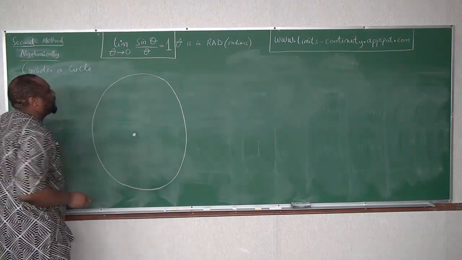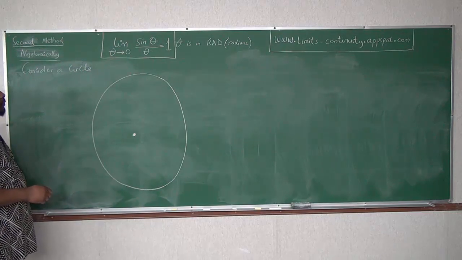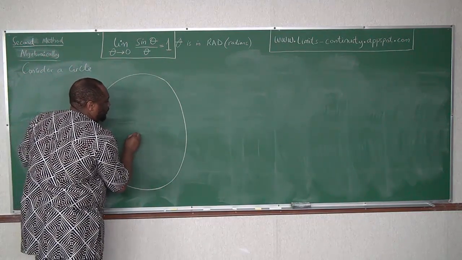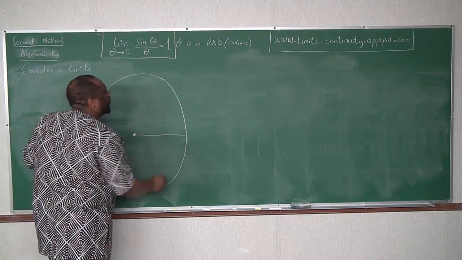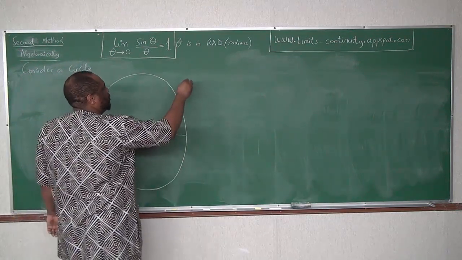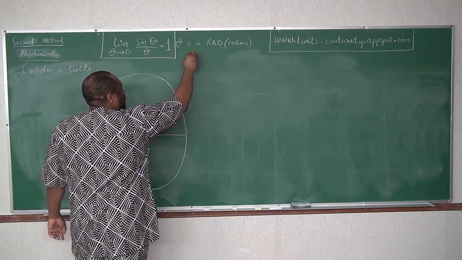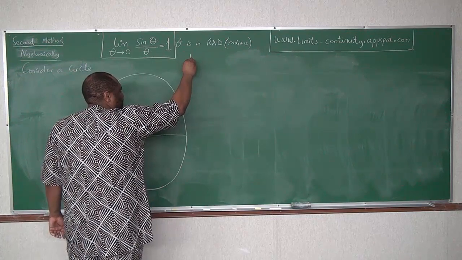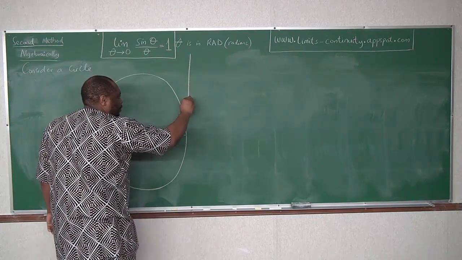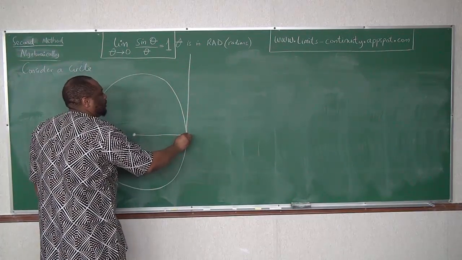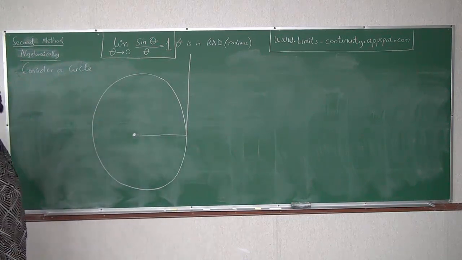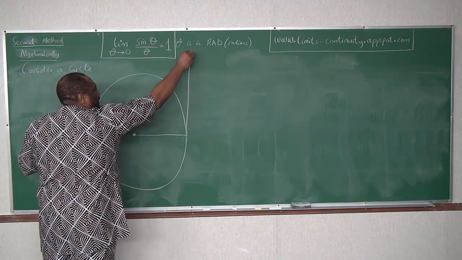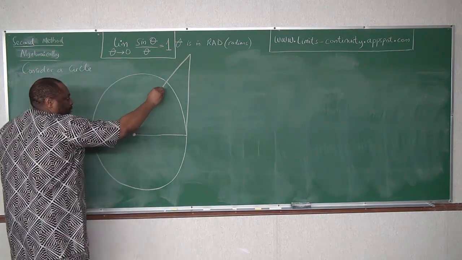Okay, consider a circle with center. We have this circle. We have a tangent to the circle. A tangent to the circle just touches the circumference at one point. We have the tangent to the circle, and we have this now forming a triangle.